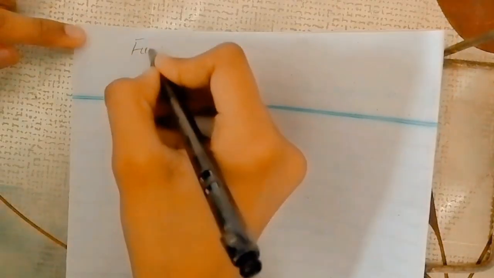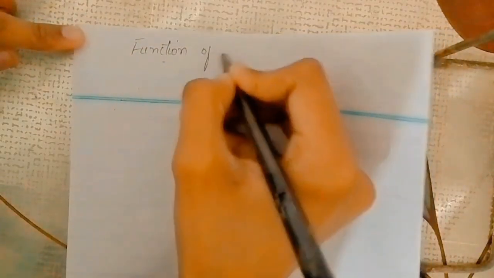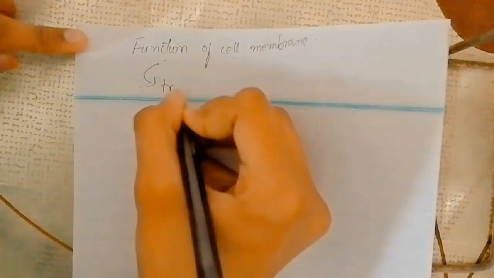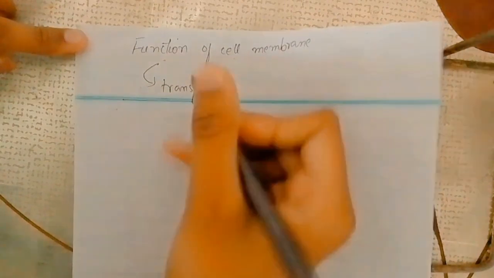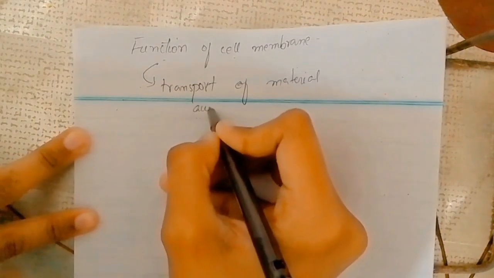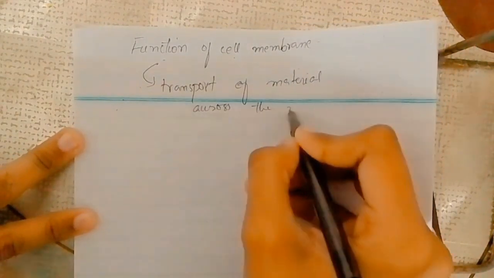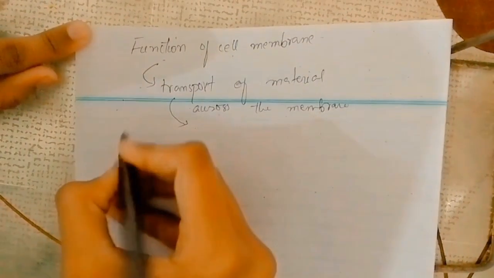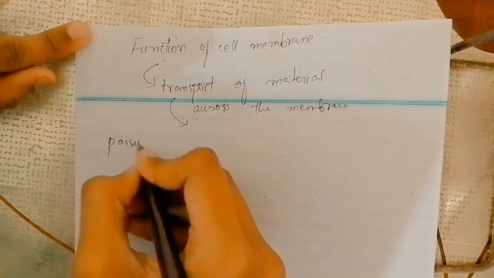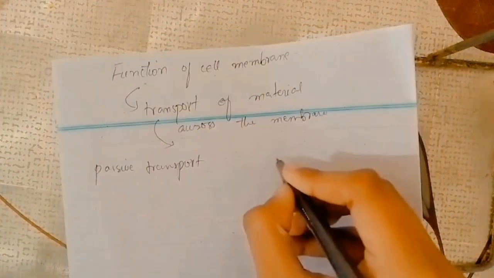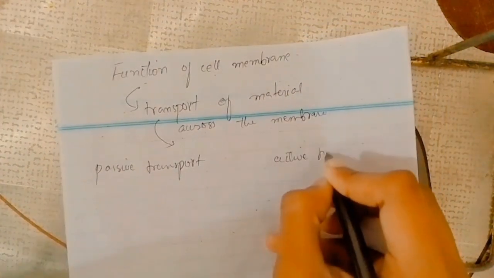Now if we talk about the function of the cell membrane, basically the cell membrane works in the transport of material across the membrane. There are two ways of transport. One is passive transport, that goes on diffusion, and the other is active transport.